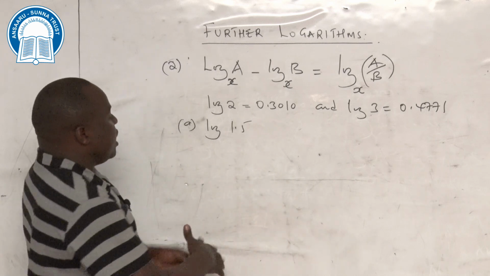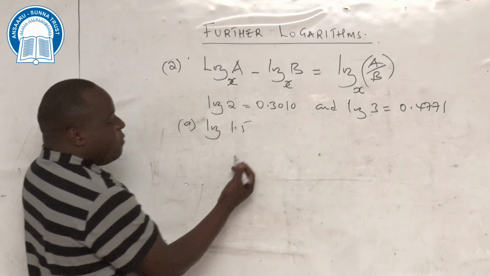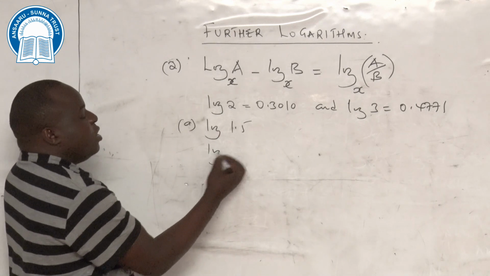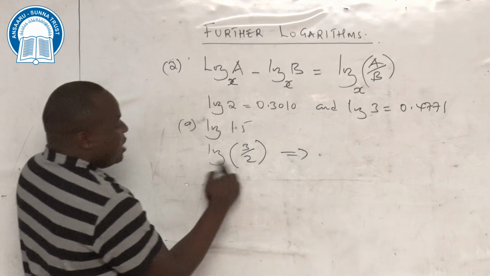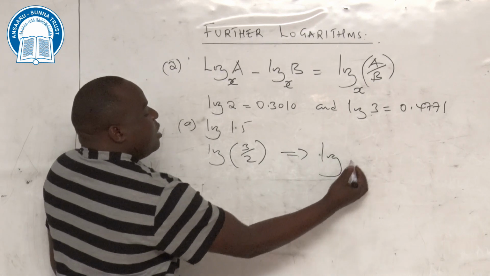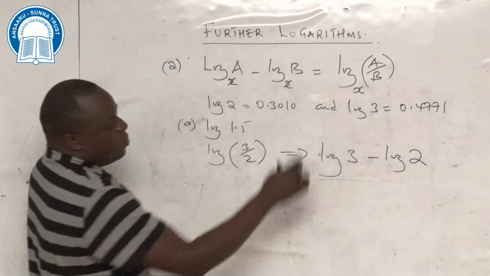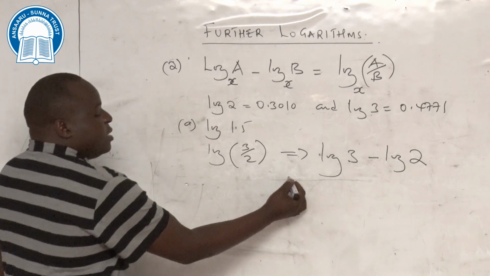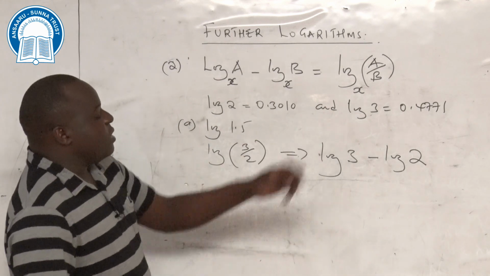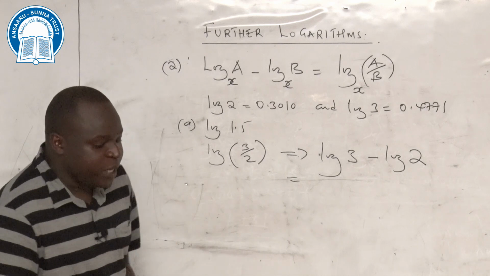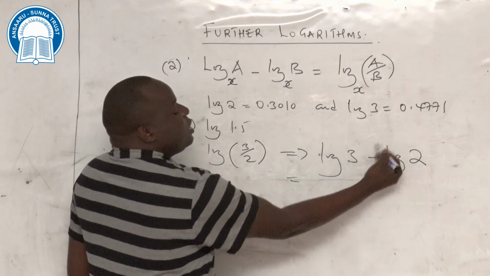It's obviously if you say 3 divided by 2. So then 1.5 is the same as log 3 over 2. But this statement here is the same as log 3 minus log 2 according to this law. Which means once I get these values, and I was given the respective values, now it's simply to simplify. When you're simplifying, substitute the values.